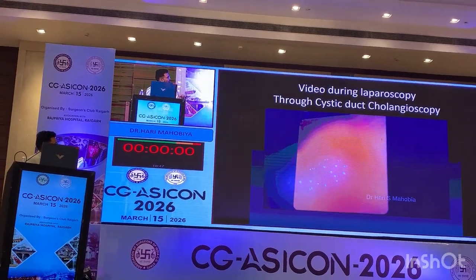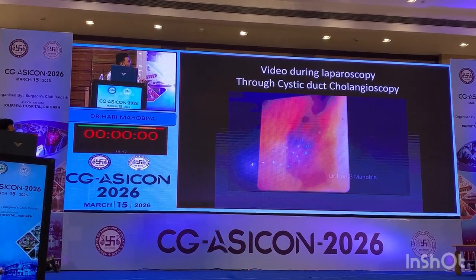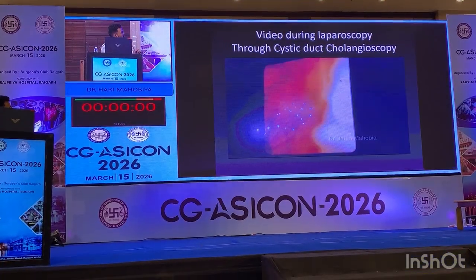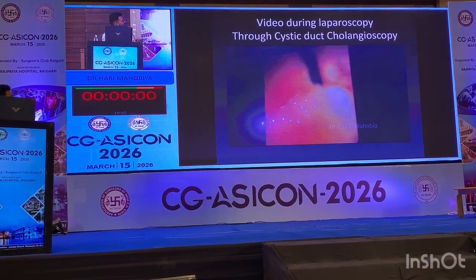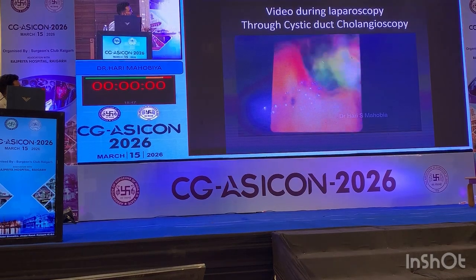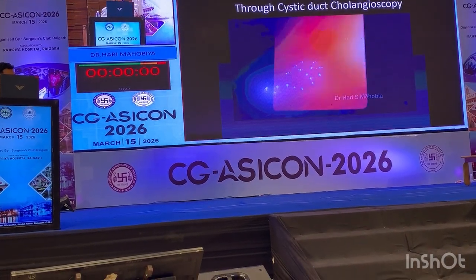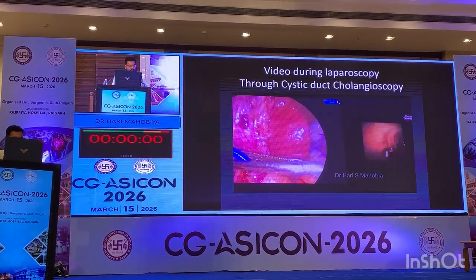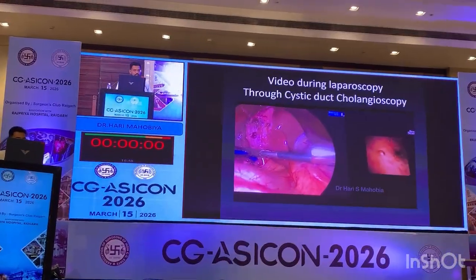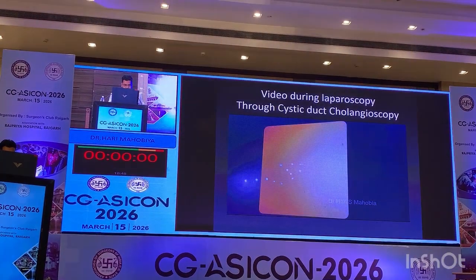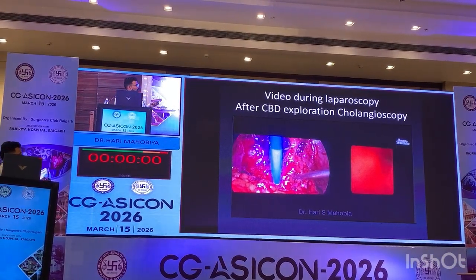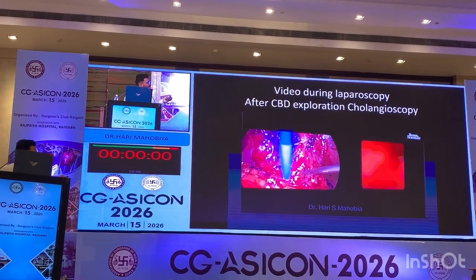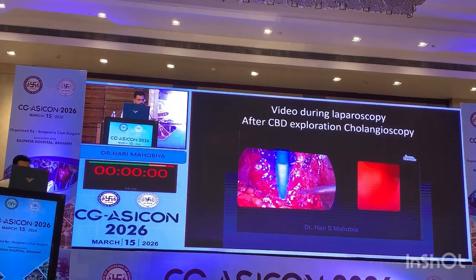While coming out, we can see there are multiple sludges over here, and there is a stone inside the common bile duct. We will remove this stone using the Dormia basket. This is the next picture which we are putting through. This is one more picture. Now this cystic duct is very narrow, that's why we make a small opening in the common bile duct, and we are putting the scope.